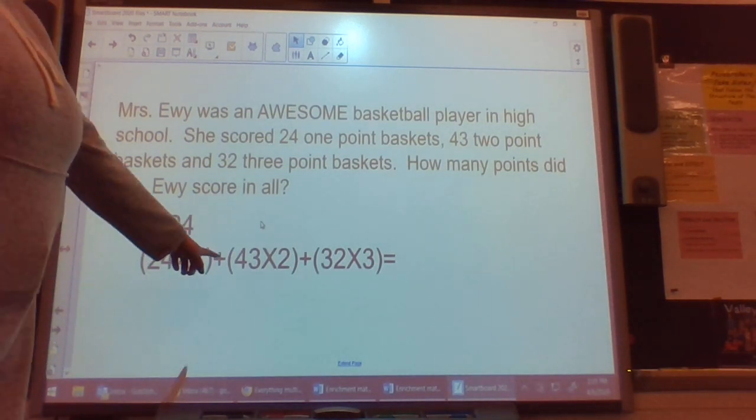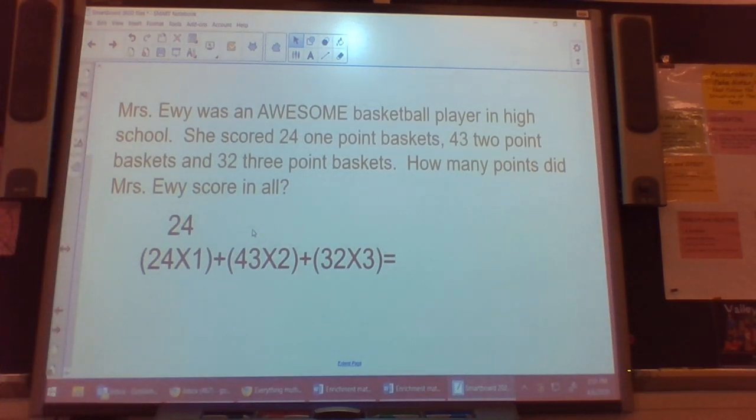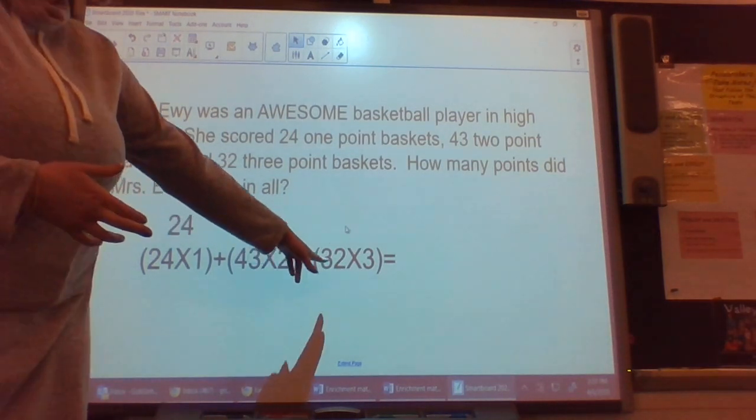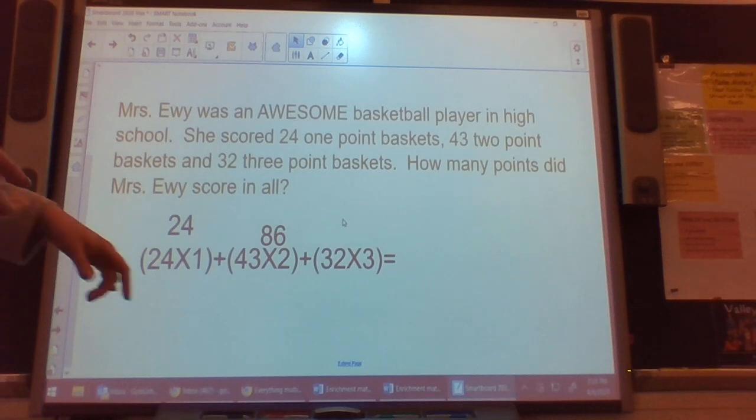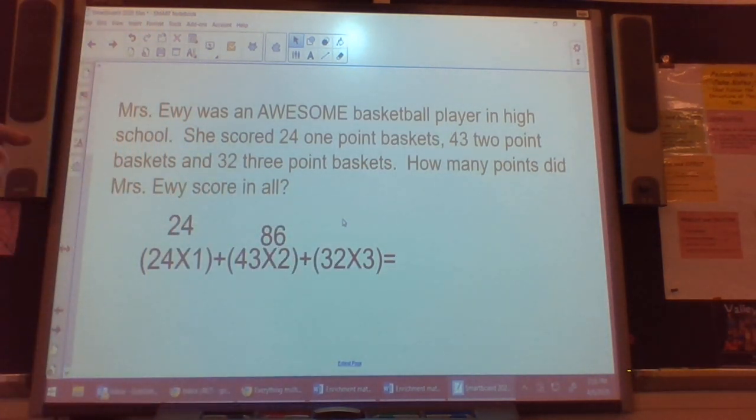Perfect. And now for 43 times 2, you could do 43 plus 43. So 3 and 3 is 6, and 40 and 40 is 80, so I have 86 as my answer. And then I have 32 times 3. Well, I'm going to think 30 times 3 and 2 times 3. So 30 times 3, or 3 times 3 is 9, and then you put on the 0, so that's 90. And 2 times 3 is 6, so 90 plus 6 is 96.